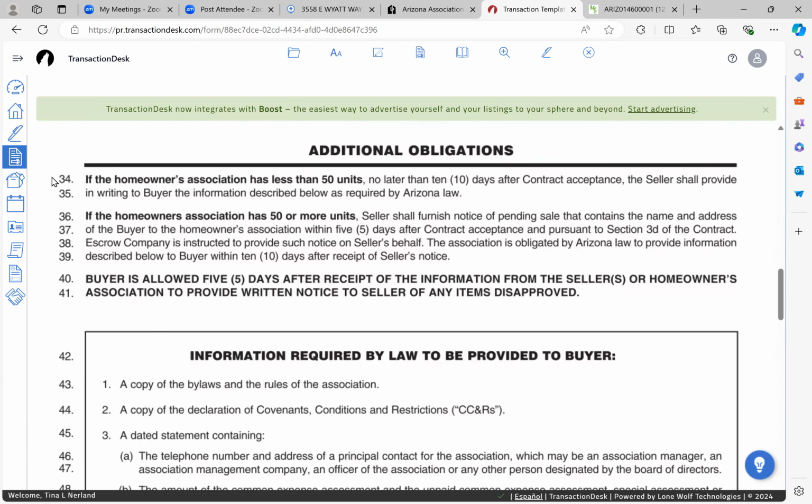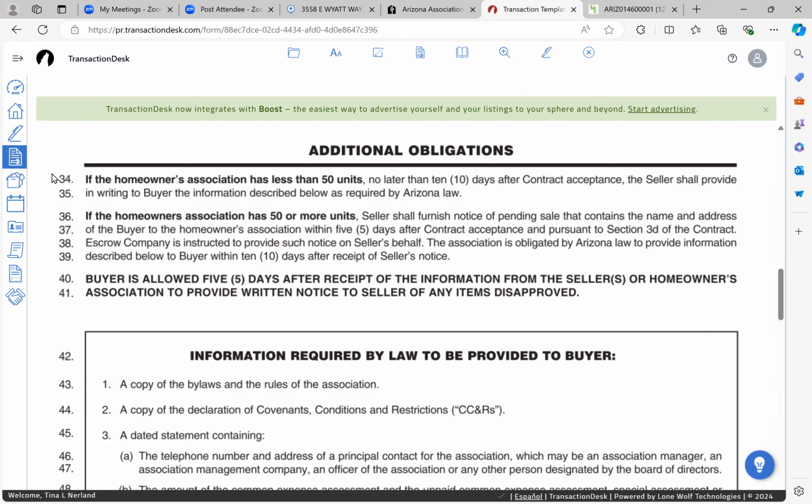Additional obligations. If the homeowners association has less than 50 units, no later than 10 days after contract acceptance, the seller shall provide in writing to the buyer the information described below as required by Arizona law. Oh, and it's 5 days. Sorry, it's not, it's 3 days of seller disclosure.